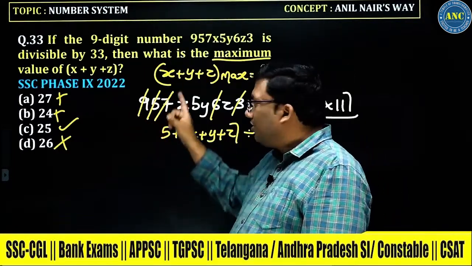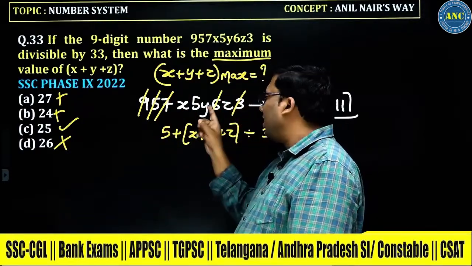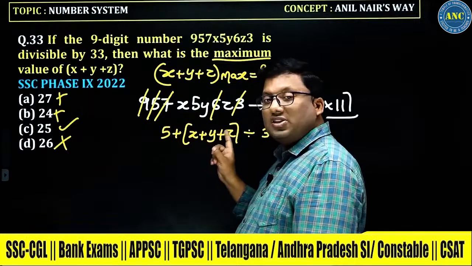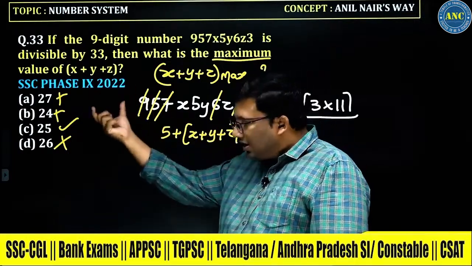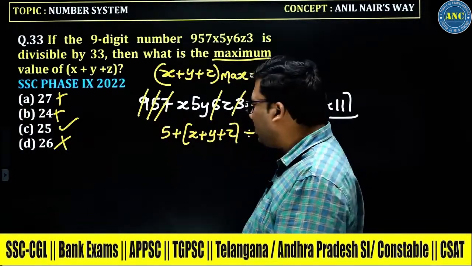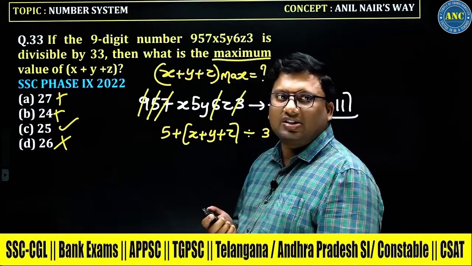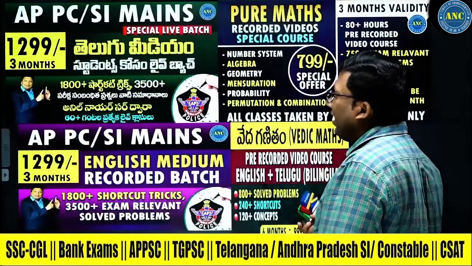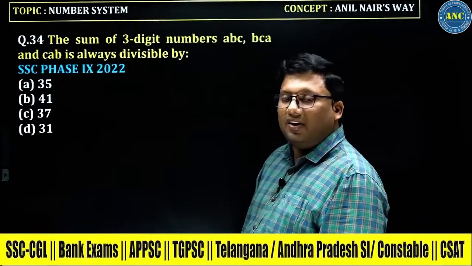9 I deleted. 5 plus 7, 12, I deleted. 6 plus 3, it is deleted. Remaining is 5 plus x plus y plus z. It should be divisible by 3. X plus y plus z, the answers I substituted. Only one option is making it divisible by 3, that is 5 plus 25, 30. 30 is divisible by 3. I hope the idea is clear. Sometimes we get the answers very, very fast, sir.